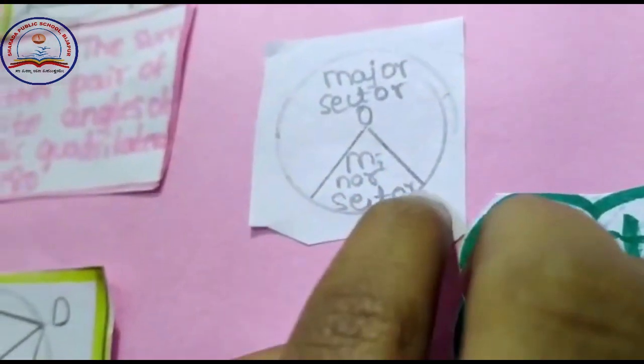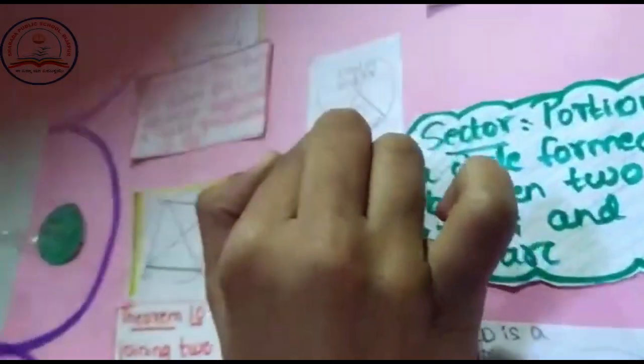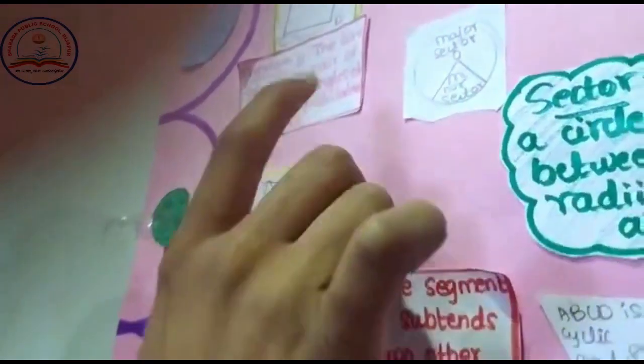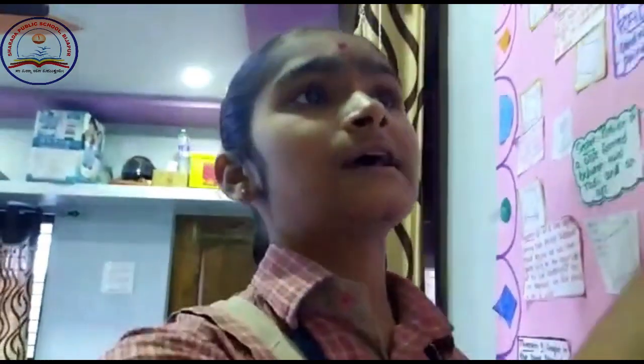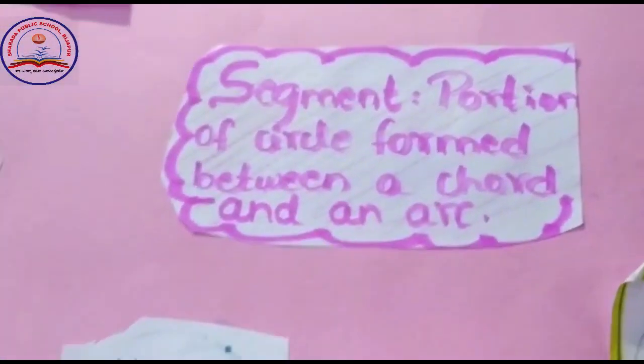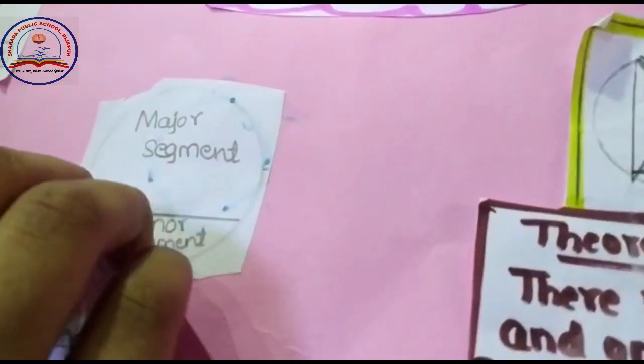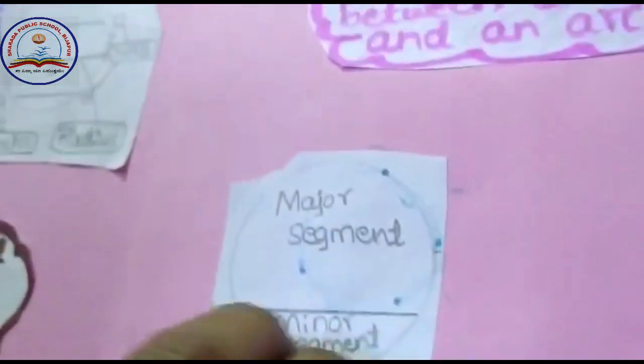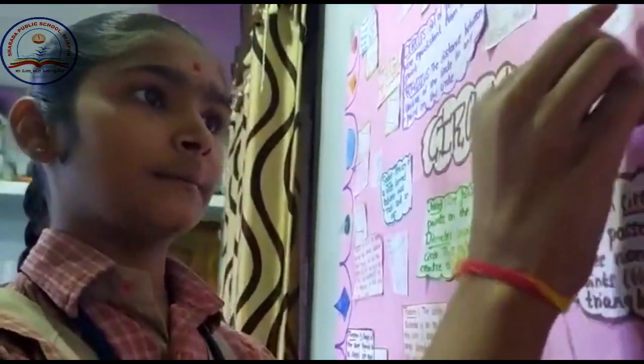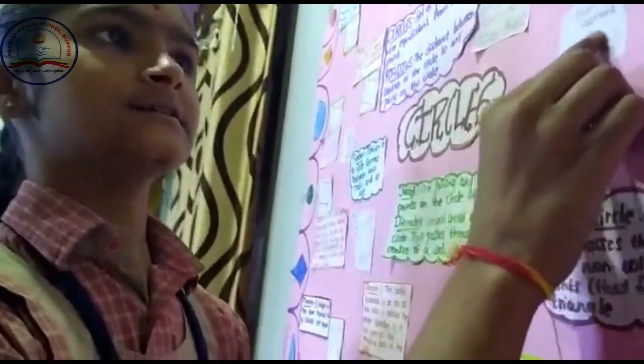This arc is called the minor arc and this is the major arc. The major arc and two radii form the major sector. The two radii and the minor arc form the minor sector. Now let's look into segments. A segment is a portion of a circle formed between a chord and an arc. This is a major segment and this is a minor segment. This is chord AB and this is a major arc, and the chord AB with the major arc forms the major segment, whereas the chord AB and the minor arc form the minor segment.